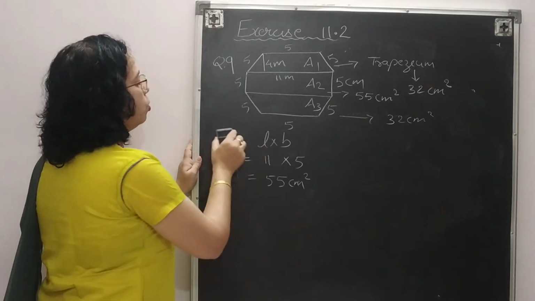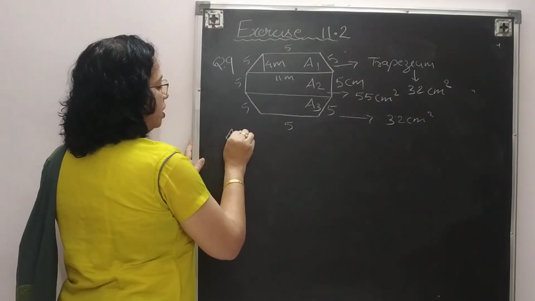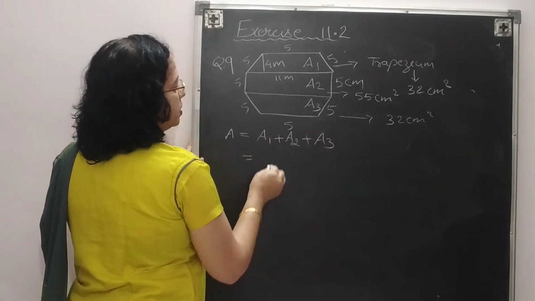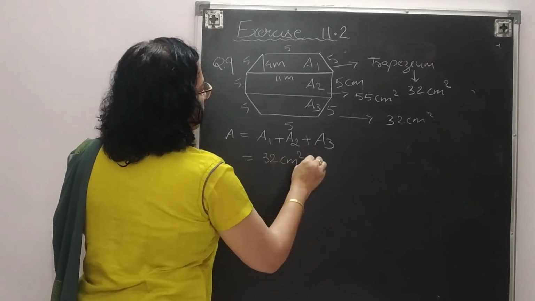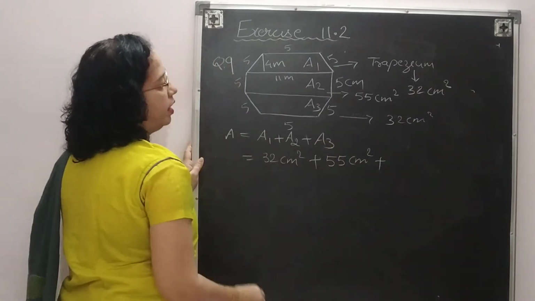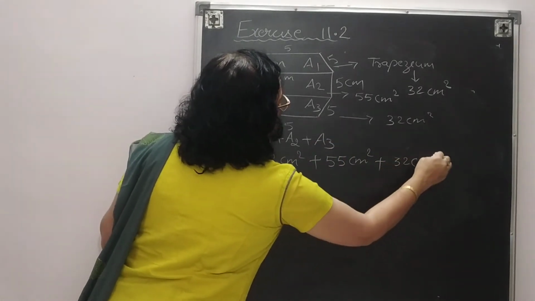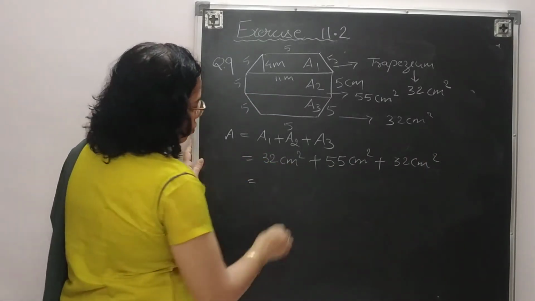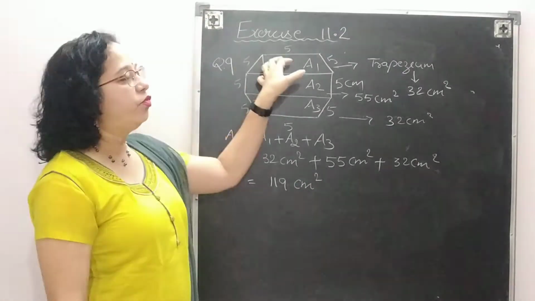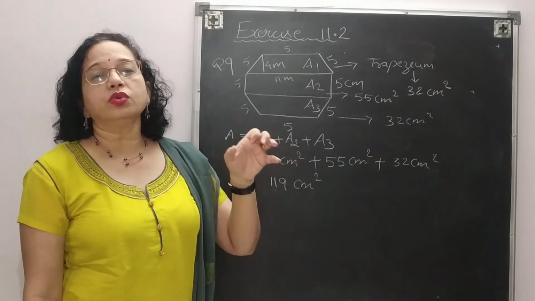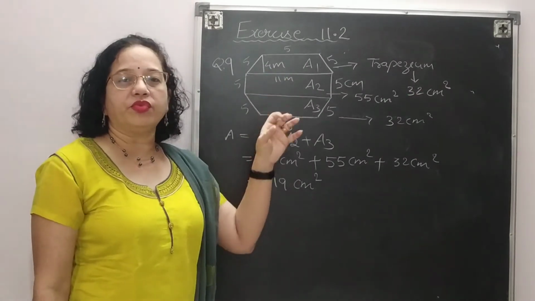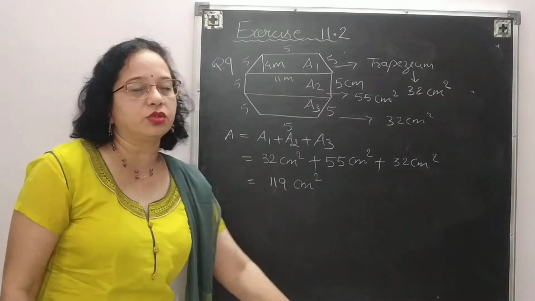So we will find out total area now. So what will be the total area? A1 plus A2 plus A3. A1 it is given 32 centimeter square. A2 that is rectangle we found 55 centimeter square and A3 again 32 centimeter square. Add all the numbers, you will get 119 centimeter square. So this is the way we can divide a figure into small figures whose formula for area we know, and then we add the areas of the different figures and combine all the areas to find the total area.